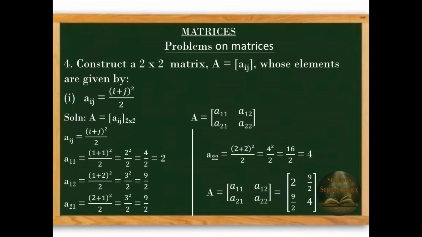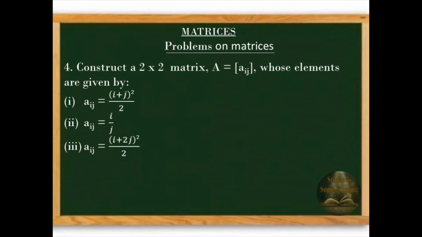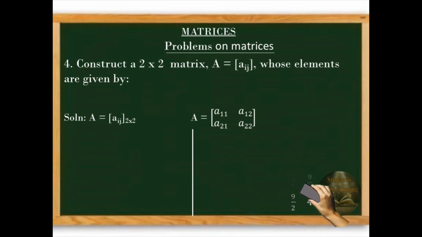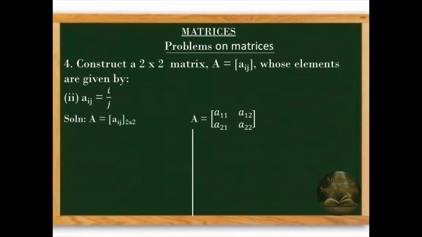So now we'll see the second part. Here the second part is aij equal to i by j. First, a11 is equal to 1 by 1, which is equal to 1. Next, a12: i is 1, j is 2, so it is 1 by 2.